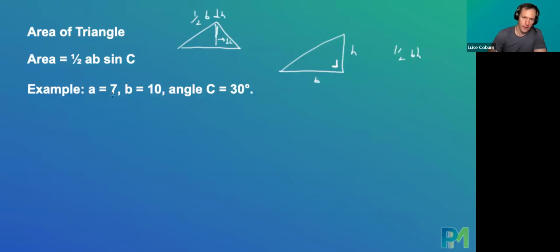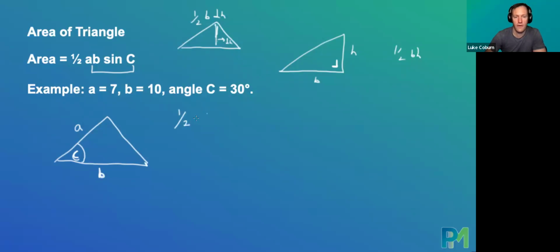Now, long story short, the triangles that we're dealing with here in general will not be right angle triangles. So there might be something like this. Let's say this is C, this is A, this is B. Then the area is half A B sine C.